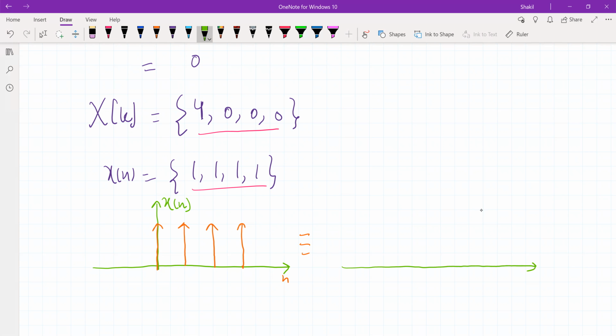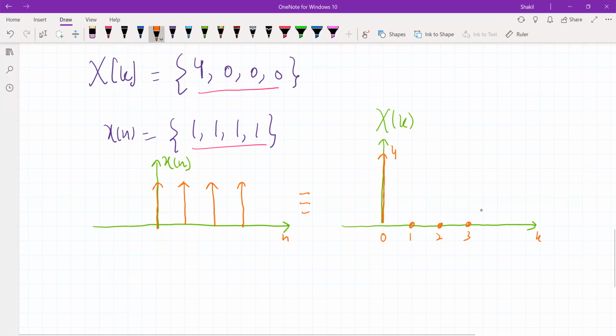X of k, all the values are 0 except when k is equal to 0. Let us suppose this is 4, this is k equal to 0, then 0 when k is equal to 1, when k is equal to 2, and so on. Okay, so now in terms of omega k. Which frequency is this? This is 0 frequency, because omega k is equal to 2 pi by N times k. When k is equal to 0, this is 0.